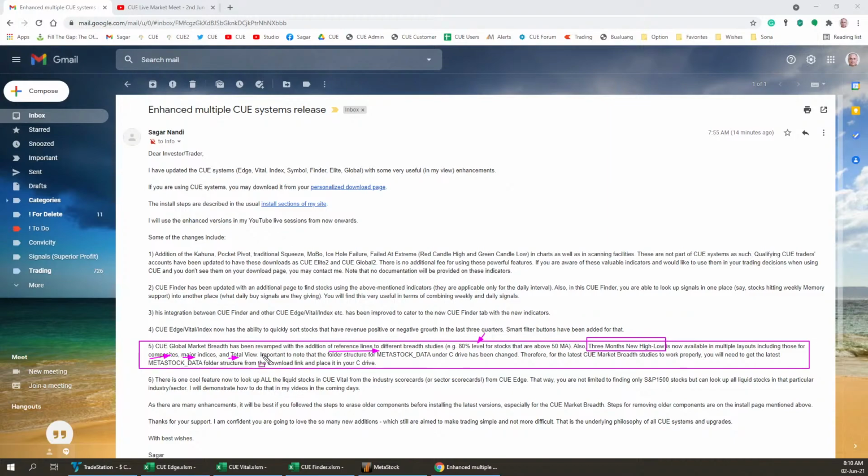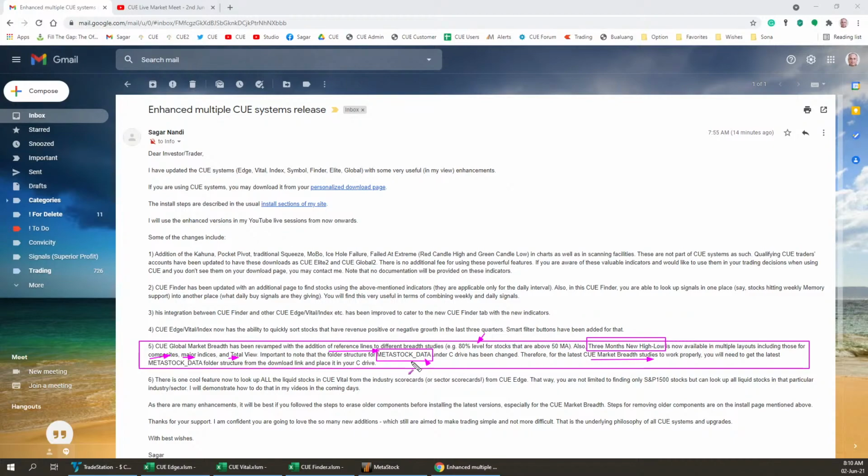One important thing to note is that while making the significant changes in market breadth, the folder structure under Metastock data folder under C drive has been changed. Therefore, for installing the latest market breadth studies, please make sure that your Metastock data subfolders match with what is required in the latest update. And as usual, you may download the entire Metastock data as it should be from a link that I have provided in the install steps in the download.